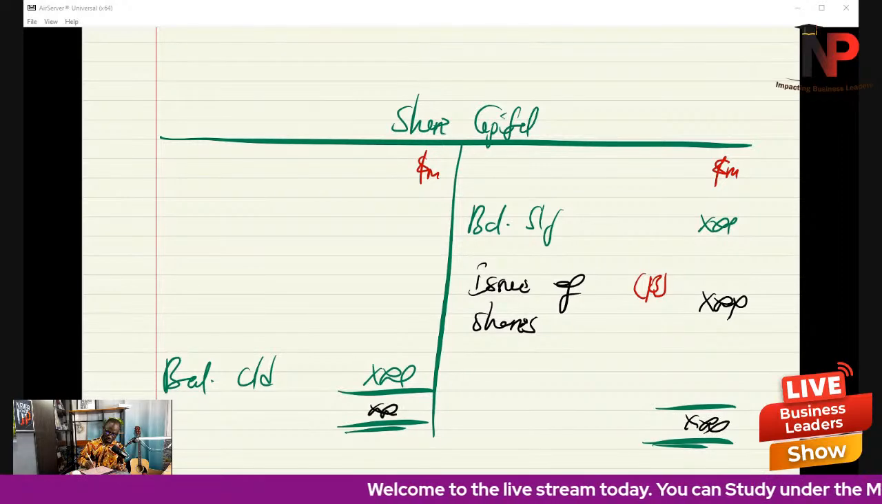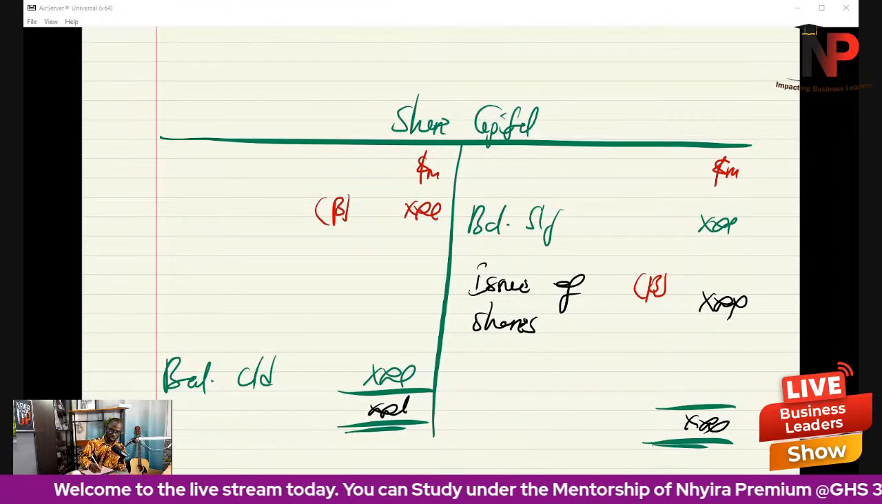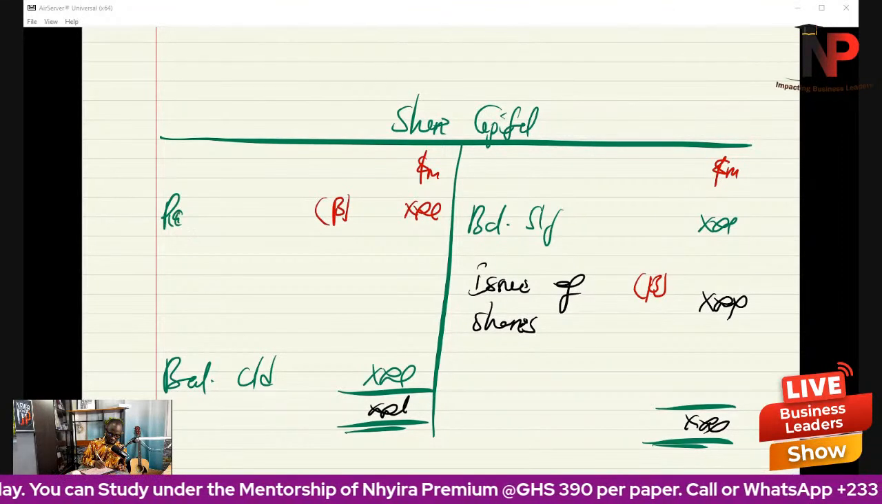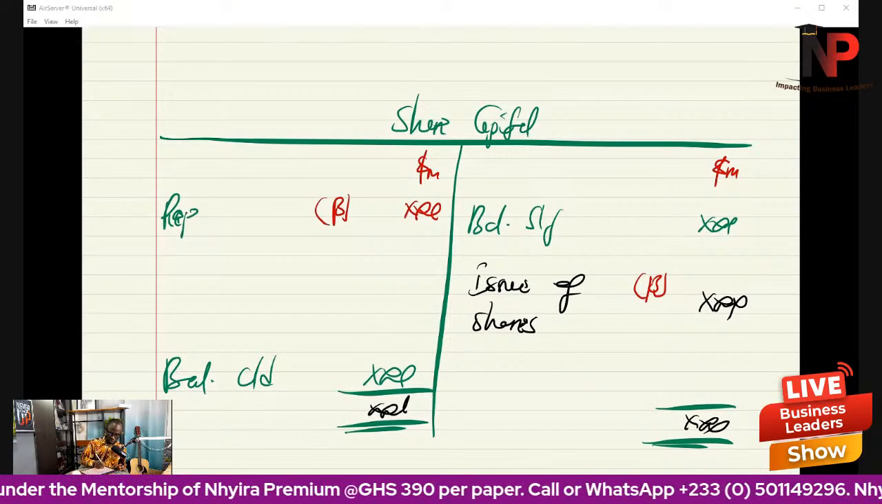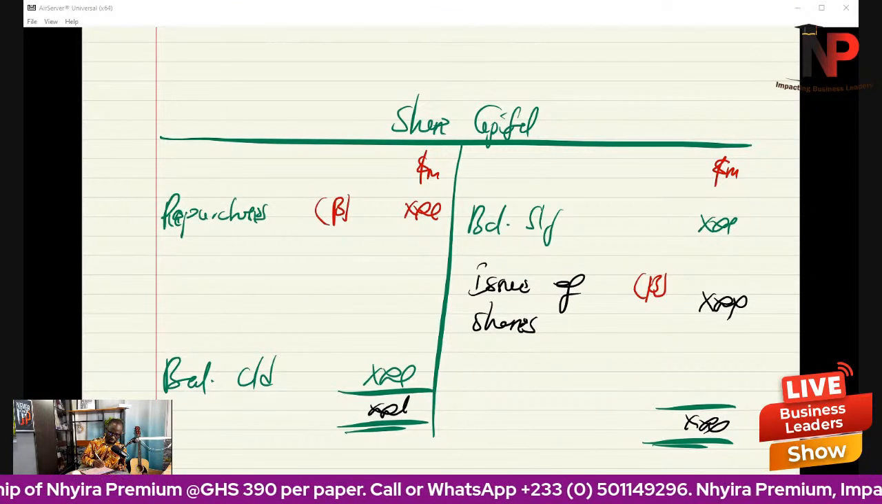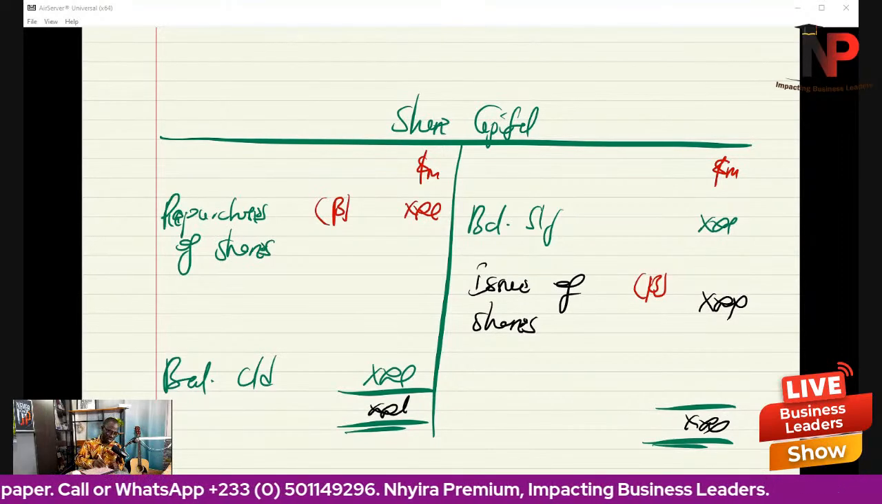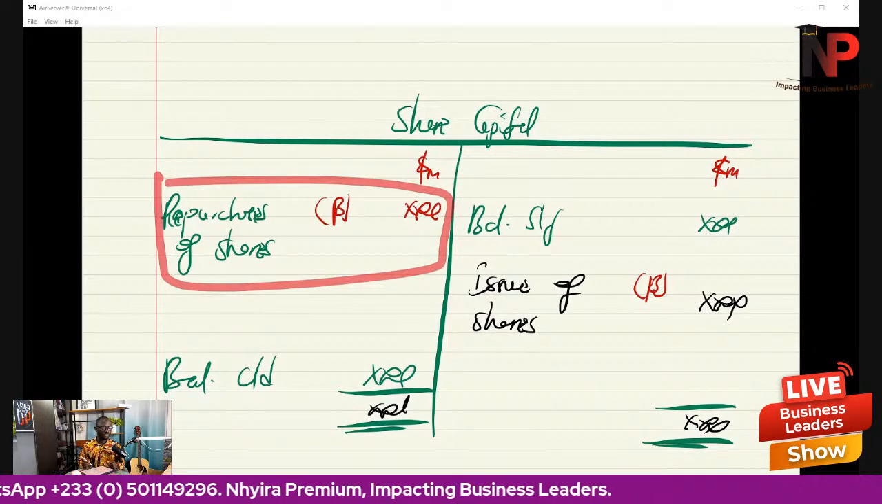But sometimes if the balancing figure is on the debit side, which is rare though, it will be repurchases of shares, and it's an outflow. So that is a rare case scenario.